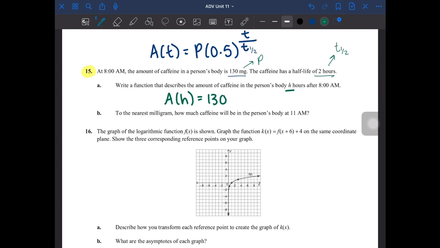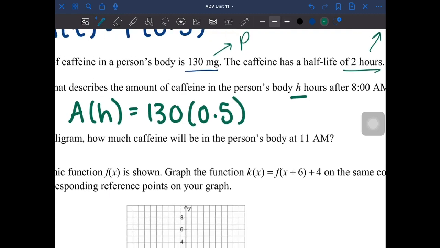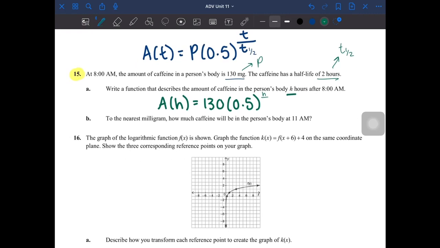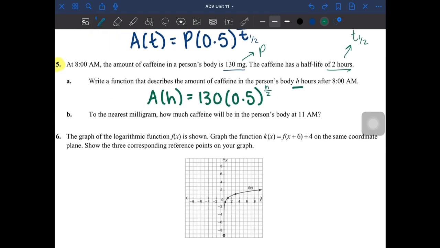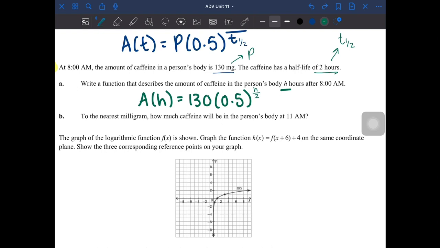We already know it's a half-life. So you can put 0.5, you can put 1/2, doesn't matter to me. We need to solve for h. And we already know the time of the half-life is going to be 2 hours, so we just put 2. Please make sure if you put this exponent into the calculator that it is done correctly, so it doesn't give you a weird number.